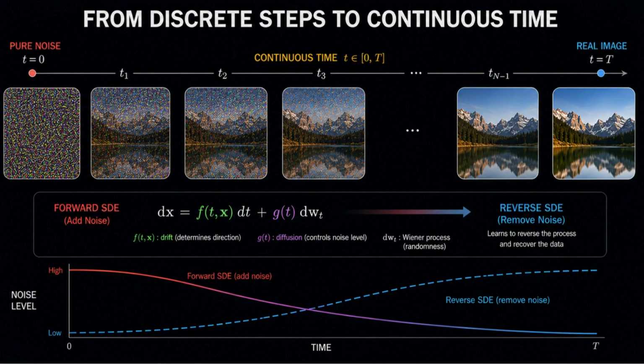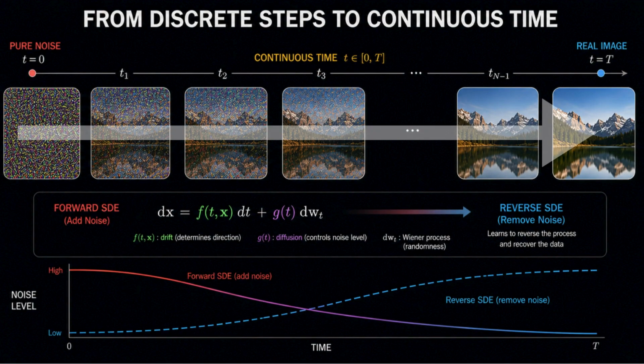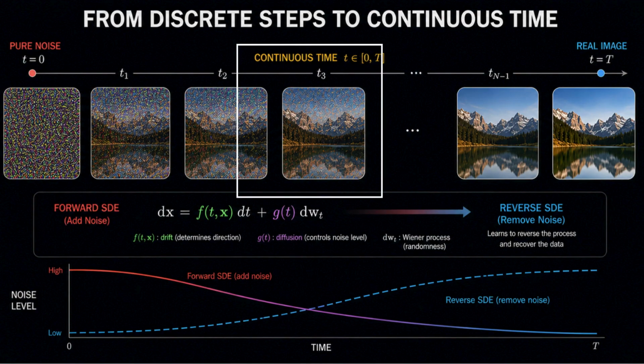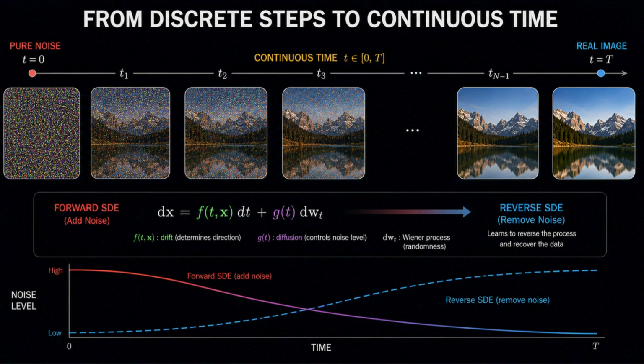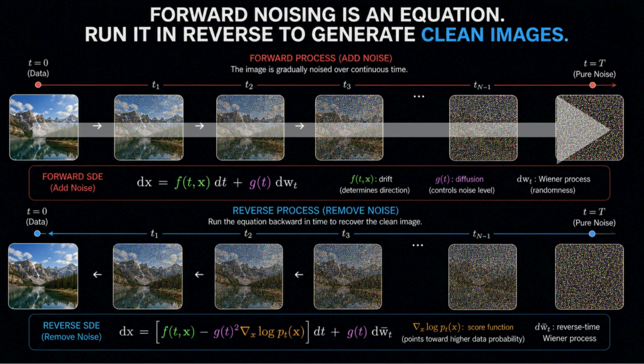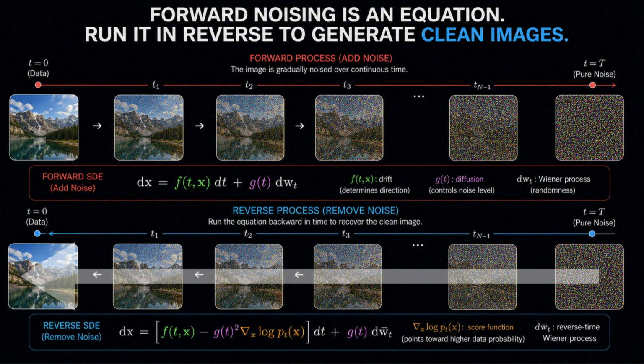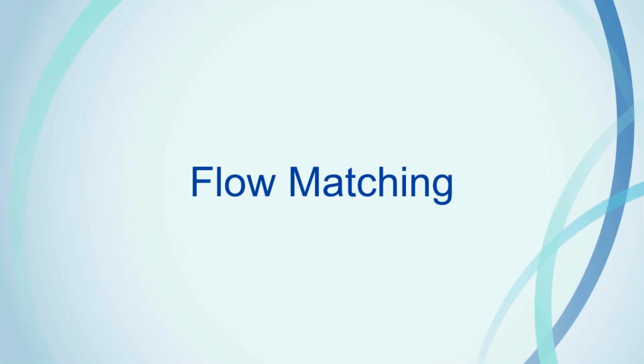Going down another level, instead of using arbitrary discrete steps for this noise, researchers realized they could map this entire process using continuous time through stochastic differential equations. By treating the forward noising process as a continuous flowing mathematical equation, we can mathematically run it in reverse to generate clean images. Think of it this way.